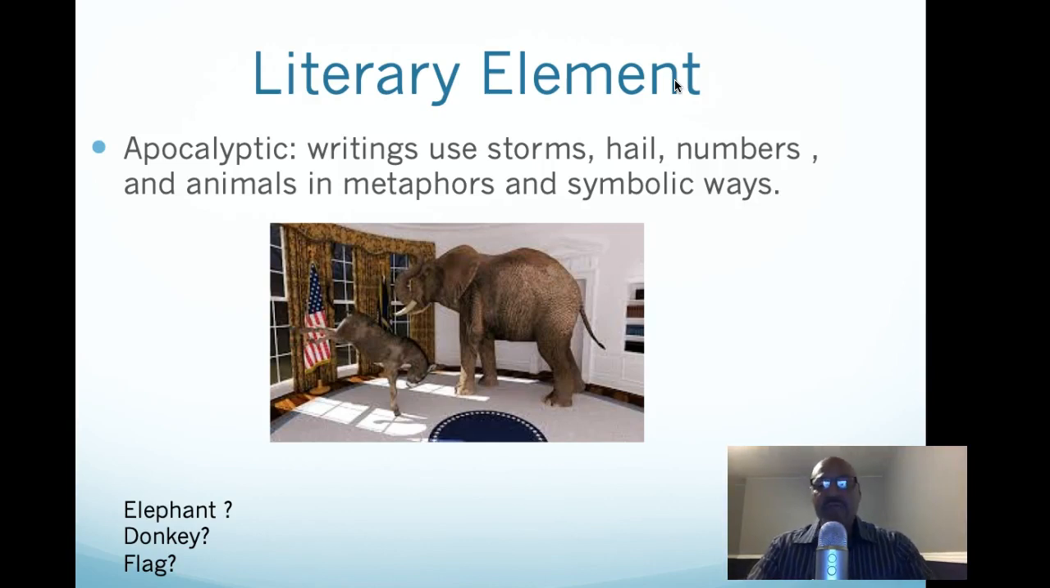Here, okay, you're in the Oval Office and you have an elephant. What does that mean? Who's the elephant? Well, that's the Republican. You got the donkey, right? And he's kicking the flag. Well, what do you think is happening in the Democratic Party in this illustration here? Well, this is apocalyptic writing. We're looking at the end times, when it looks like the donkeys, or the Democrats, are losing their minds. They're going against the constitutional republic that we have, right? Well, this is a picture, okay, of an end time or even a current time that's apocalyptic or dangerous in nature.